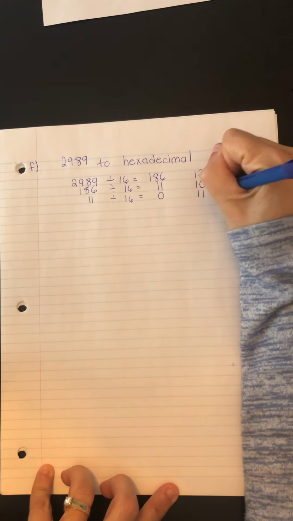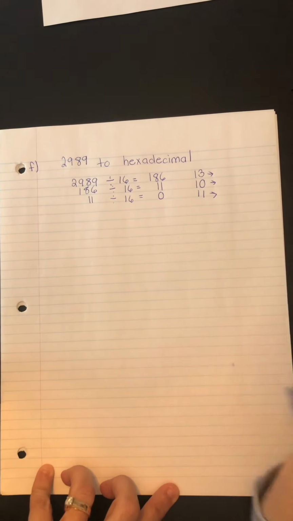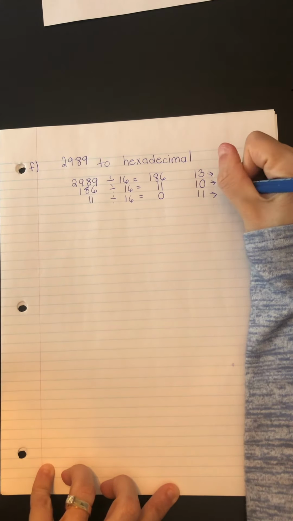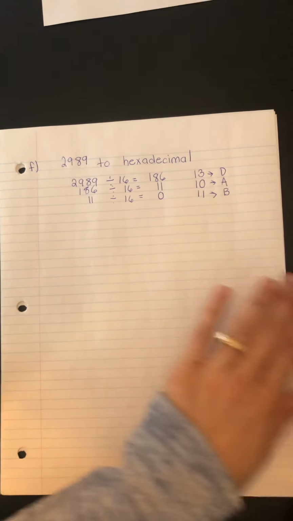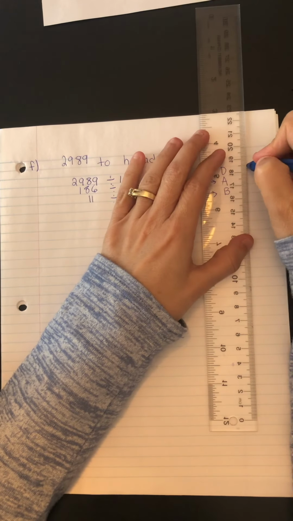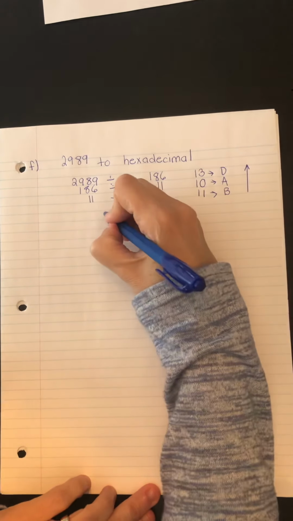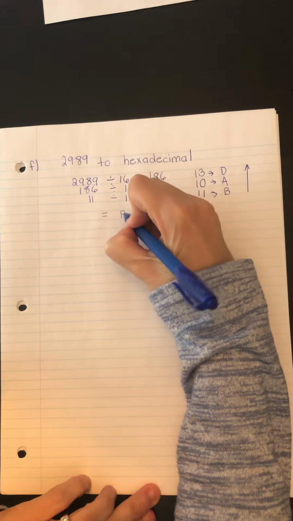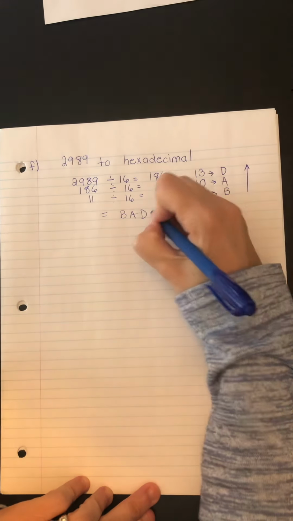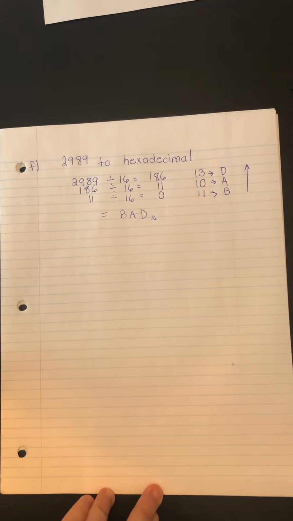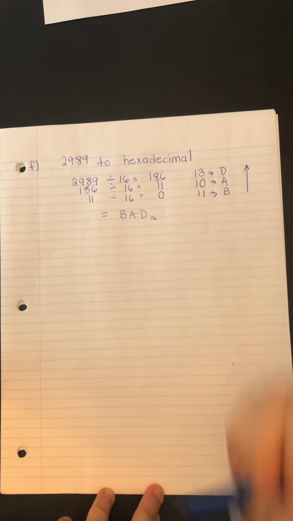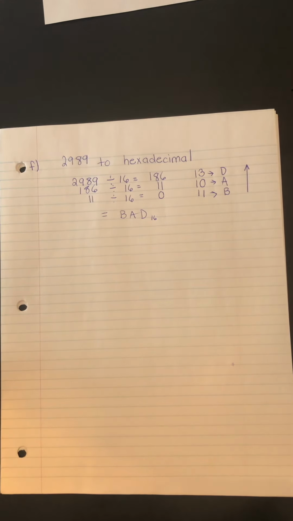Okay, I use the chart to write down that these correspond to the following letters. And to make sure that when I write down the answer, I write it down this way. So we end up with B-A-D or bad. Okay? So bad is the hexadecimal equivalent of 2,989.